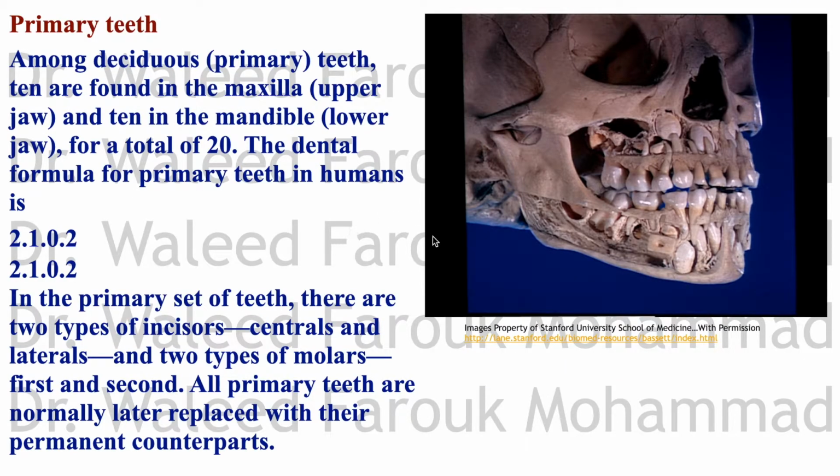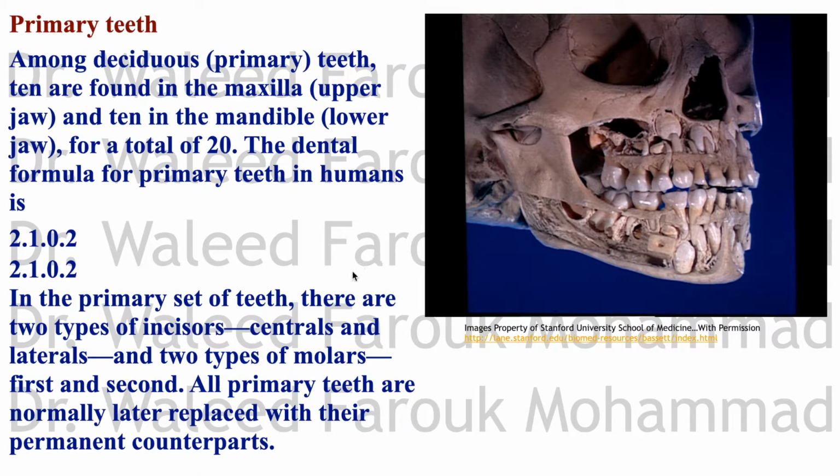The primary teeth are the set of teeth you see here. These are the permanent teeth, high in the maxilla and below down in the mandible, as you can see here. These are the permanent teeth.